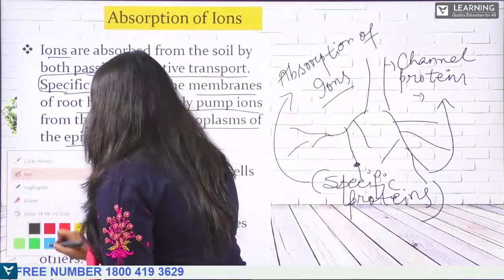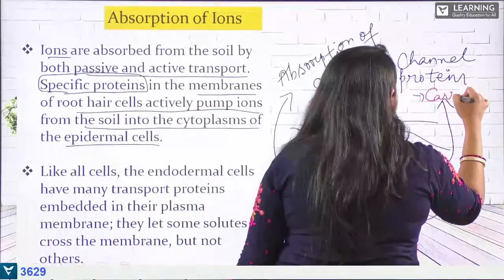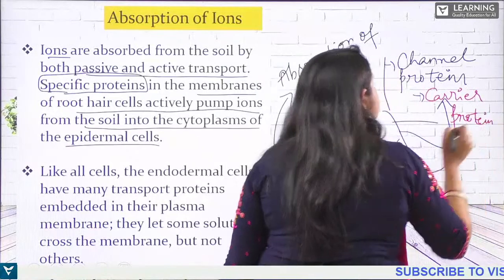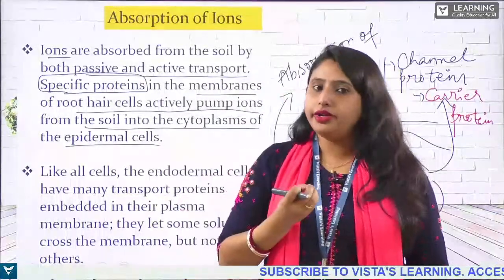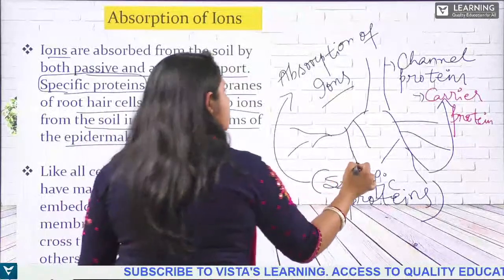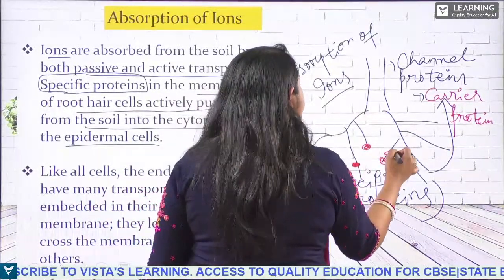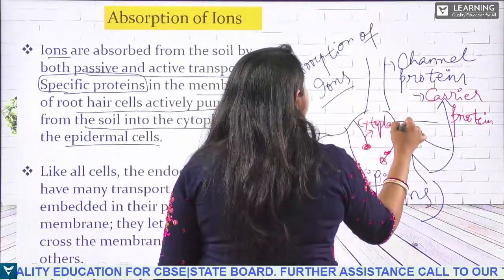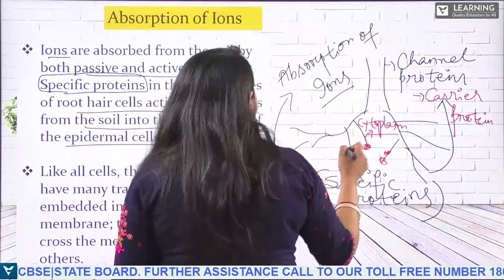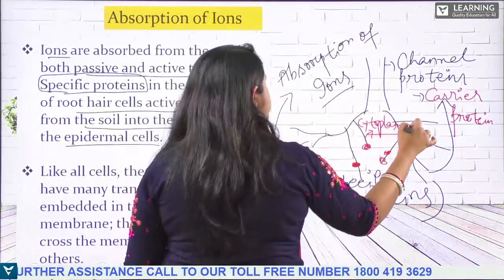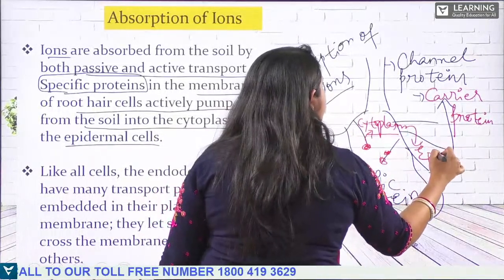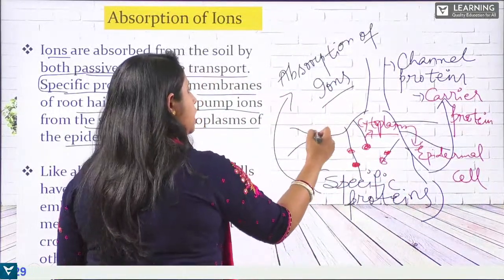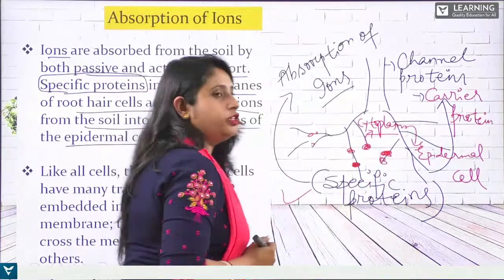Then carrier protein. Let me write with red color. Carrier protein. These are the proteins which help in the absorption of these ions. The ions will come and be absorbed into the roots, and will move into the cytoplasm of the epidermal cell. So these ions will be moved with the help of specific proteins.